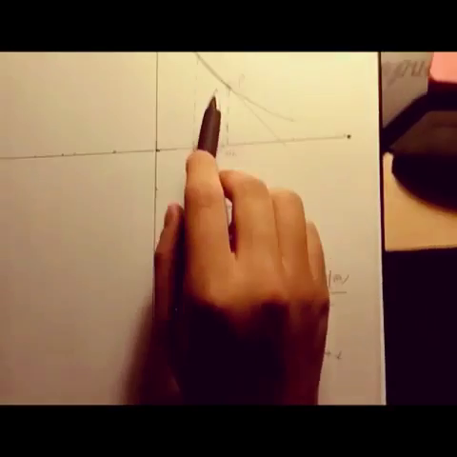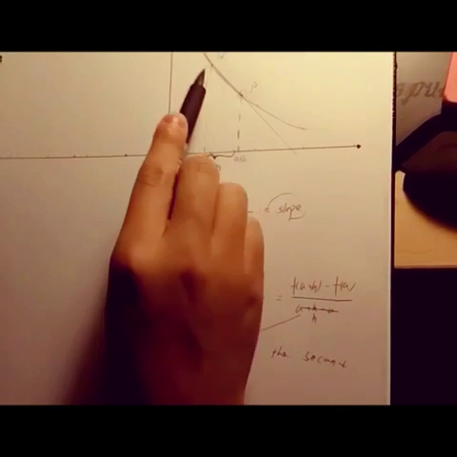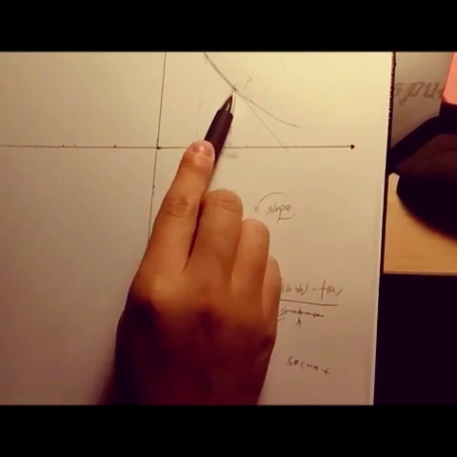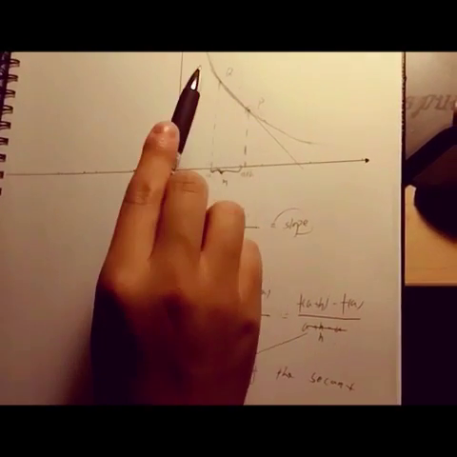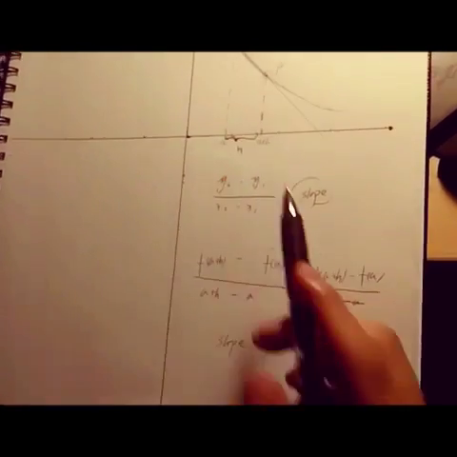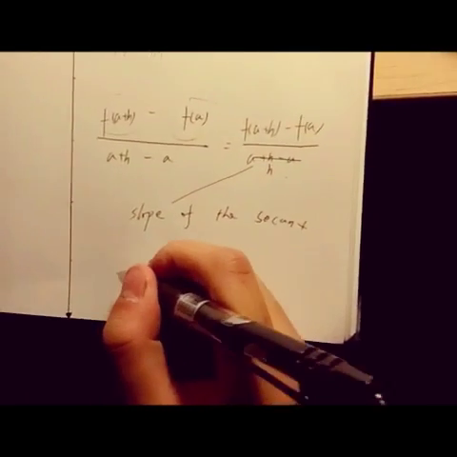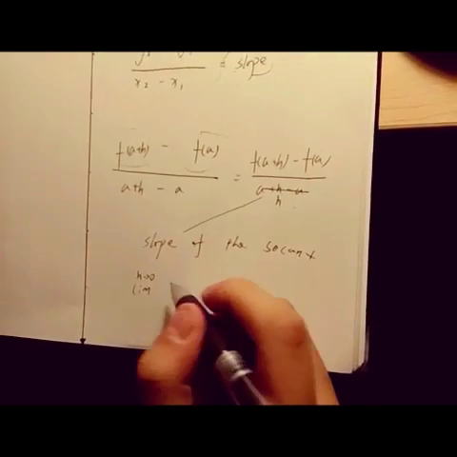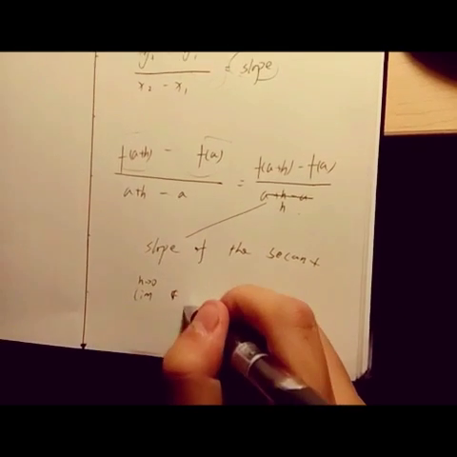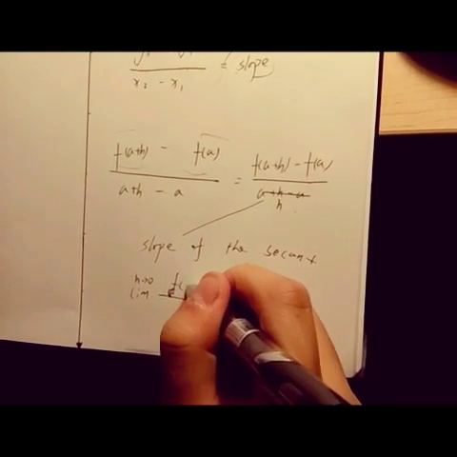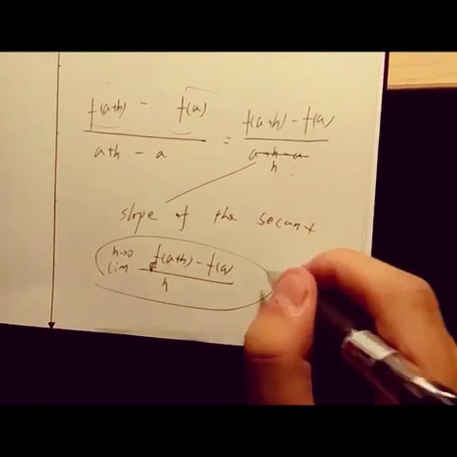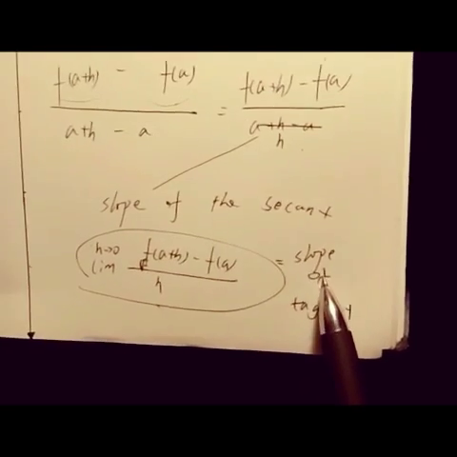So we still need to look at this graph and this formula. Now we can see the point Q and the point P. Because Q is moving, h can be very close to 0. So in this situation, we need to write the limit as h goes to 0 of f(a plus h) minus f(a), divided by h. This one is the slope of the tangent at the point P.